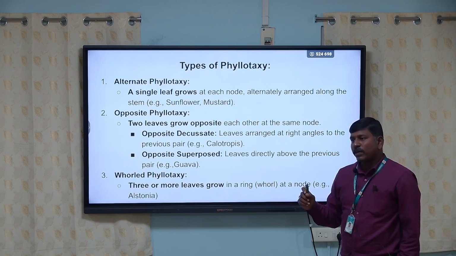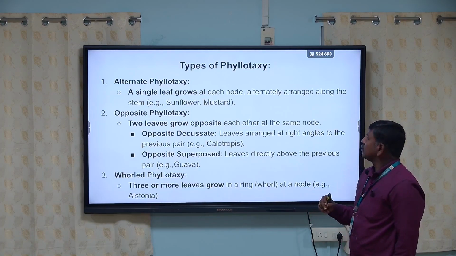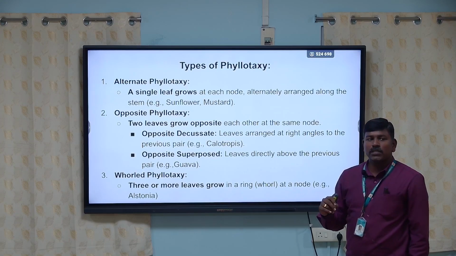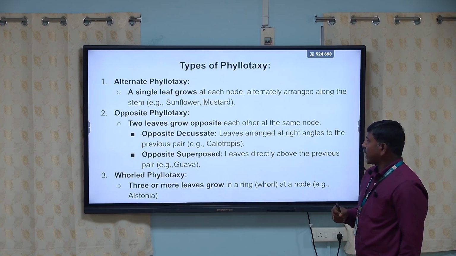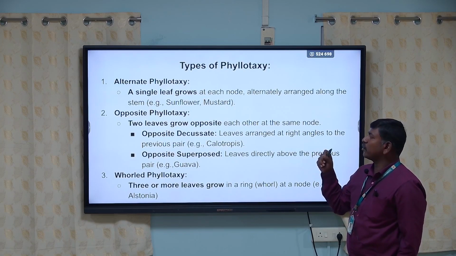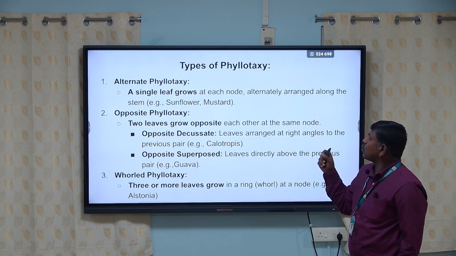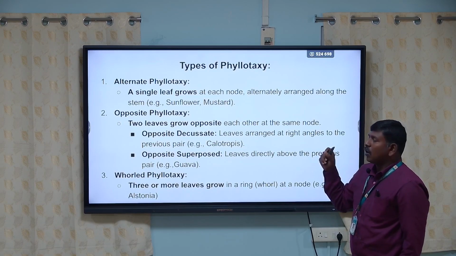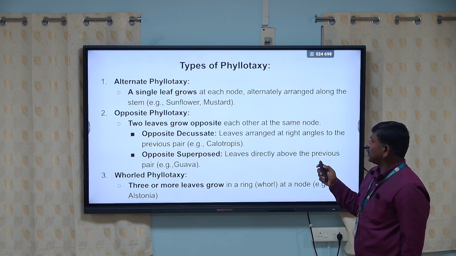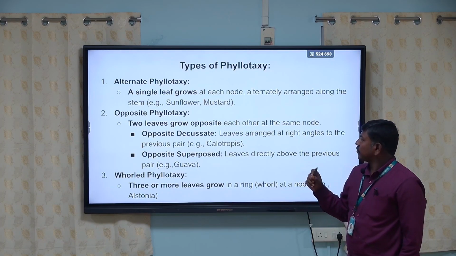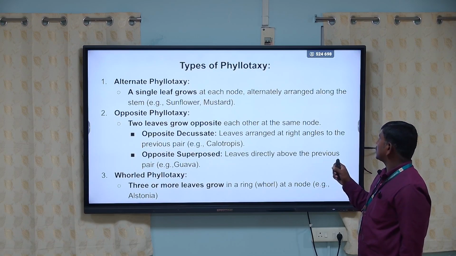There are three types of phyllotaxy. One is alternate phyllotaxy, second is opposite phyllotaxy, and the third is whorled phyllotaxy. For example, a single leaf grows in a nodal region, a single leaf grows at each node. It is called alternate. For example, sunflower, mustard.